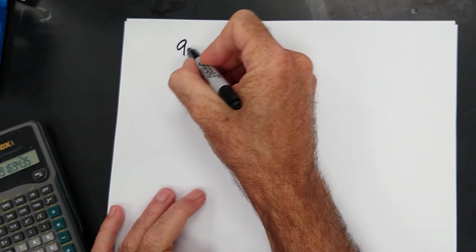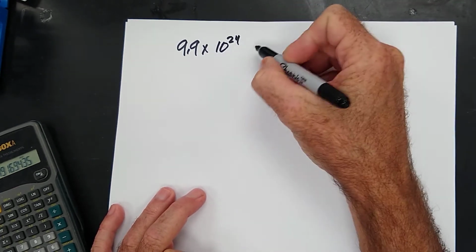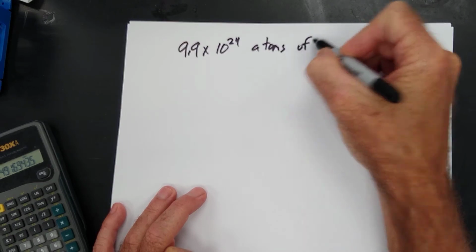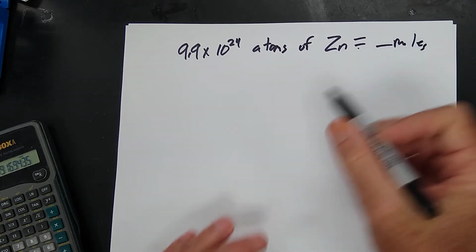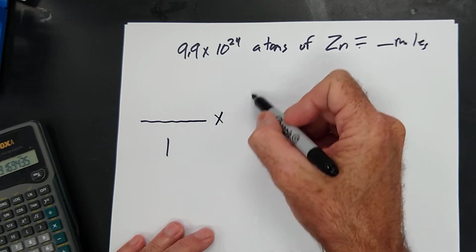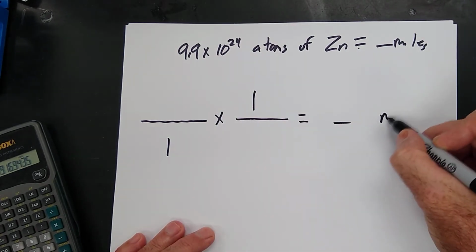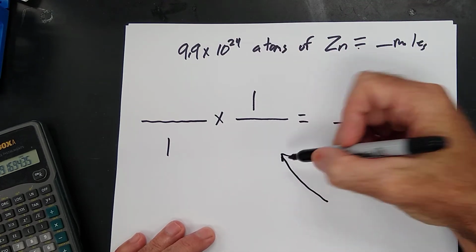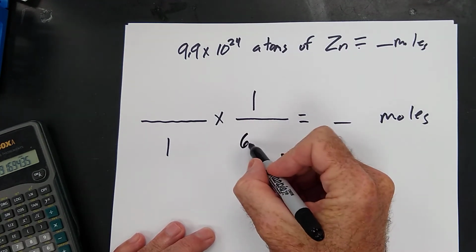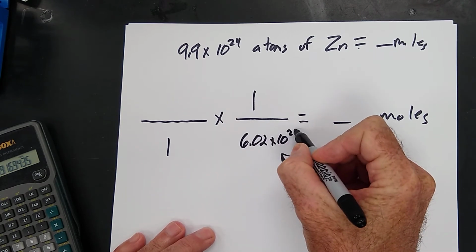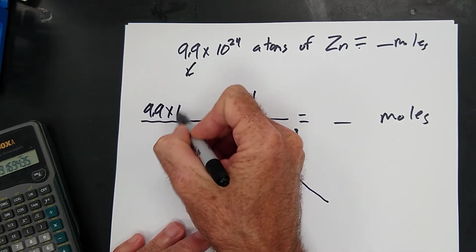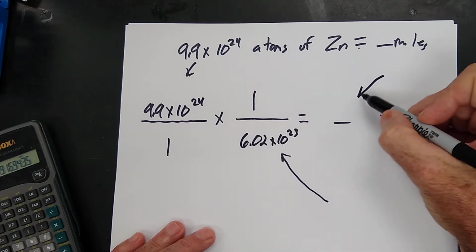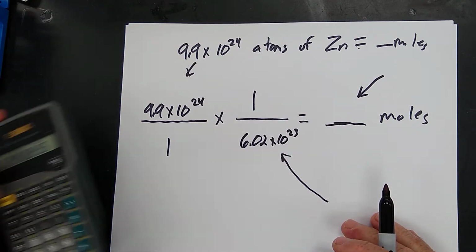Like I said, these are problems that are like on worksheet number 3. What if you had 9.9 times 10 to the 24th atoms of zinc? How many moles would you have? Okay. Given over 1 times 1 over the proper number equals the number of moles. Let's mix it up. What's the proper number of atoms in a mole? Yep, 6.02 times 10 to the 23rd. What is the number we're given? Correct? 9.9 times 10 to the 24th. Now I'm going to wait on you to give me this answer. What is this answer? Okay, let's see if you're right.